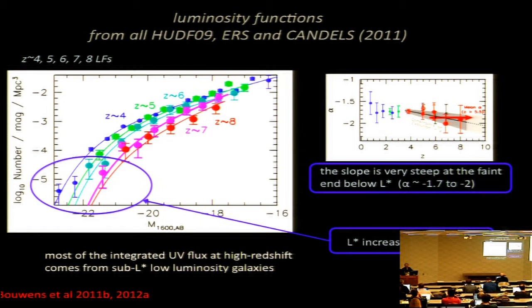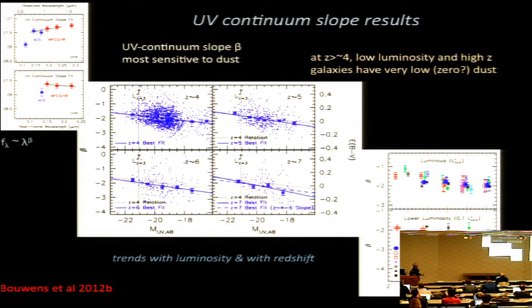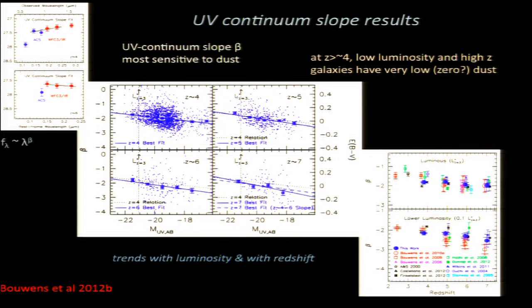There's another very important result, which is coming out of the accurate colors that we can measure for faint objects at high redshift. This is another example of the value of space data, where you want to do accurate photometry for large samples. And looking at the trends with luminosity and redshift in the ultraviolet colors, and using these parameters like beta and trying to understand what this is telling us about galaxies.